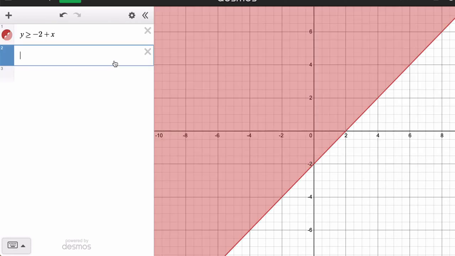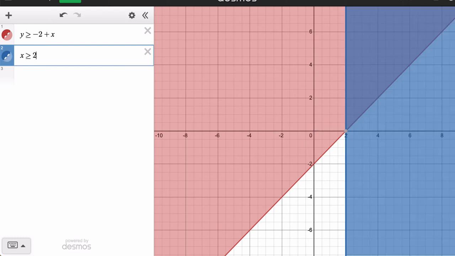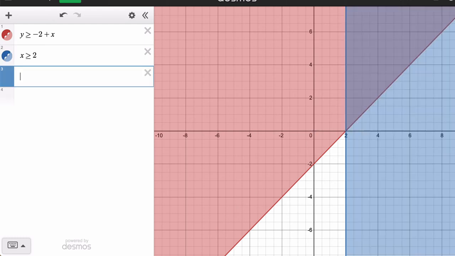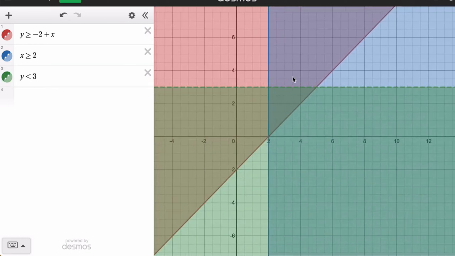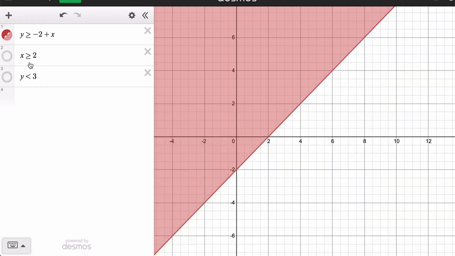And then let's graph x is greater than or equal to 2. And then let's graph y is less than 3. So this is a system right here. And in this system, we're looking for points that satisfy all three of these inequalities. So let's just keep track of that.